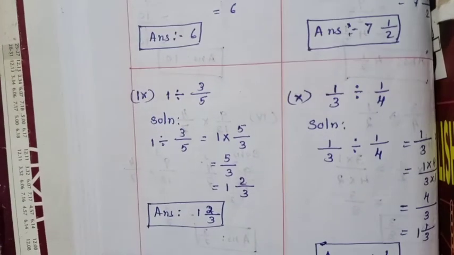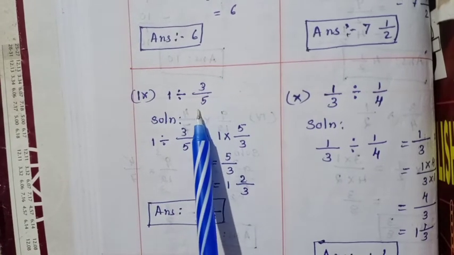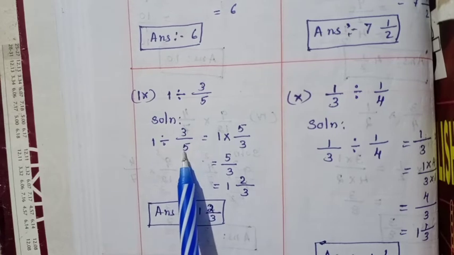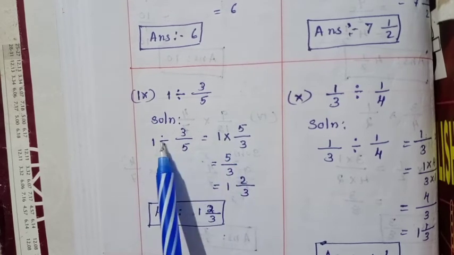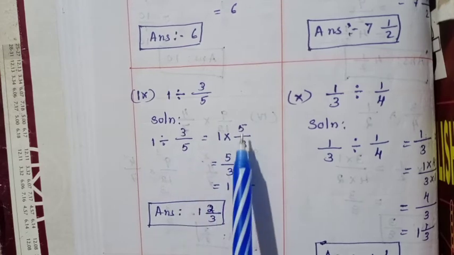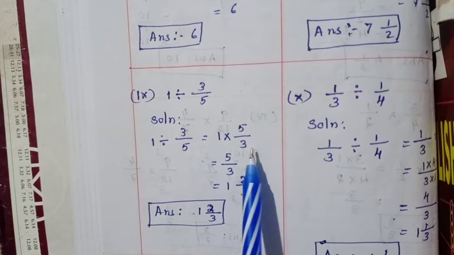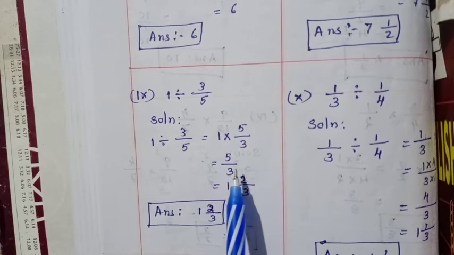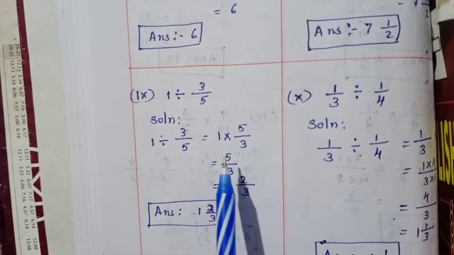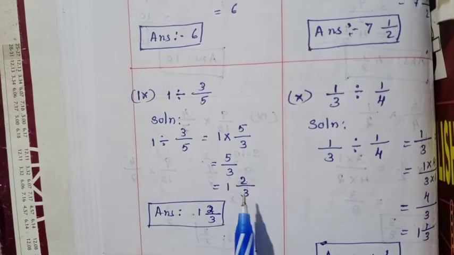Next, number 9. 1 divided by 3 by 5. So the division sign we change, writing into. Then the reciprocal of 3 by 5 is 5 by 3. So then next, 1 into 5, 5. 3 is the denominator. The numerator is bigger, so divide and make a mixed fraction. We'll get the mixed fraction 1 2 by 3.